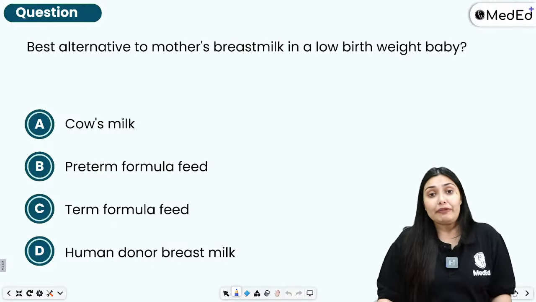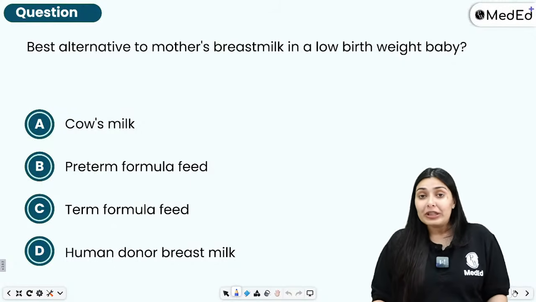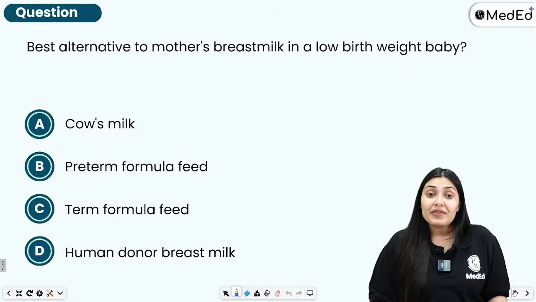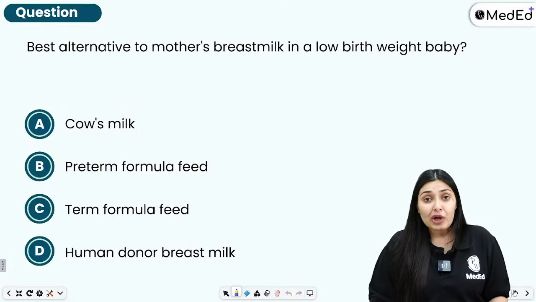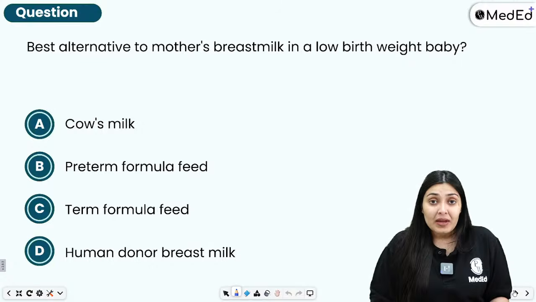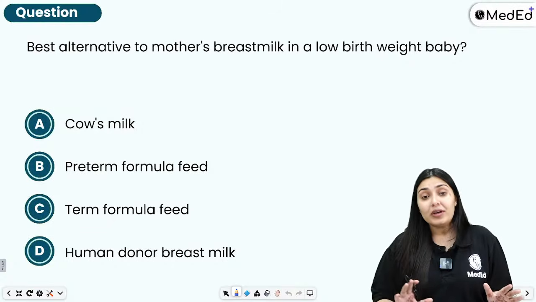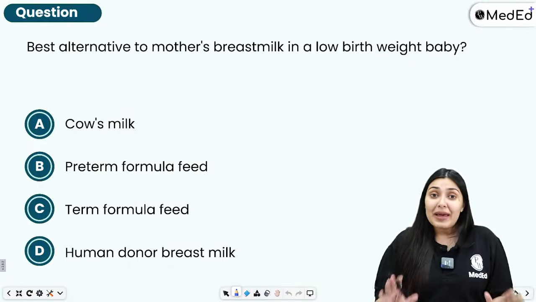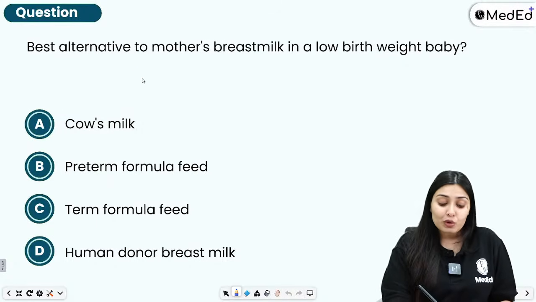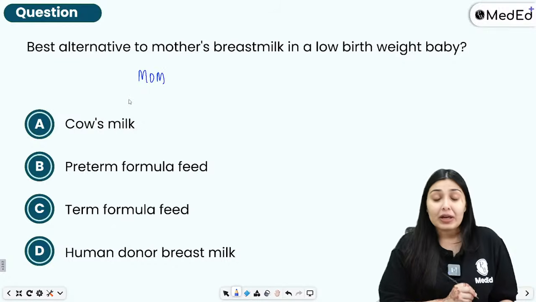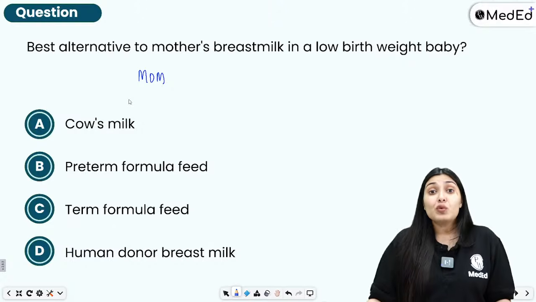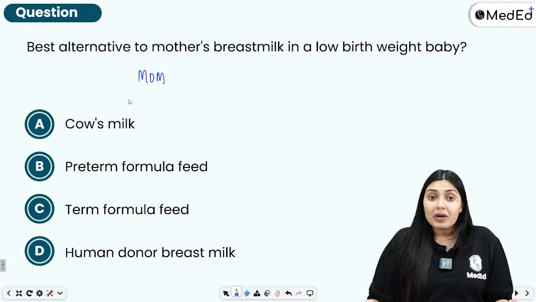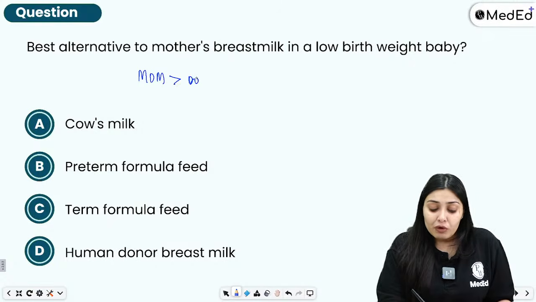Best alternative to mother's breast milk in a low birth weight baby is? The options we have are cow's milk, preterm formula milk, term formula milk, or human donor milk. So remember, whenever we're talking about breast milk, the best is mother's own milk. It is also known as MOM, mother's own milk. So mother's own milk is superior to anything else in the world. But if due to some reason mother's own milk is not available, the second preference would be donor human milk.